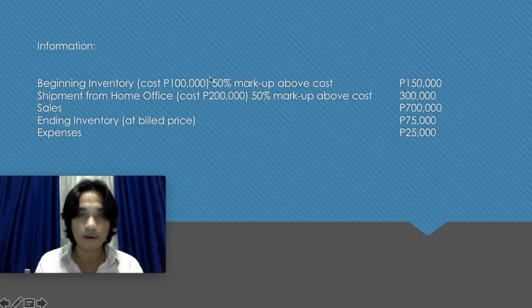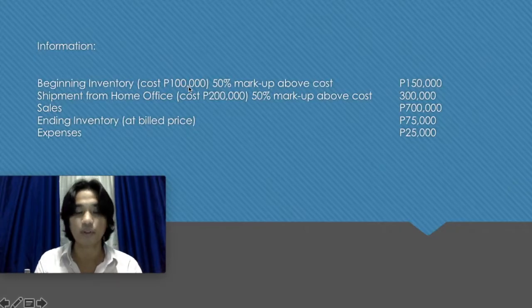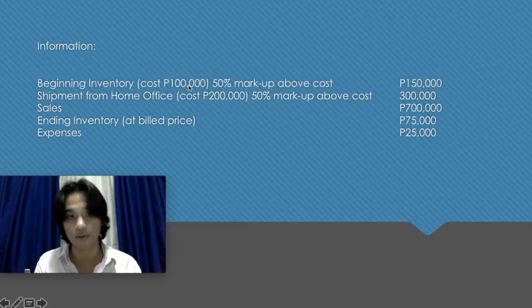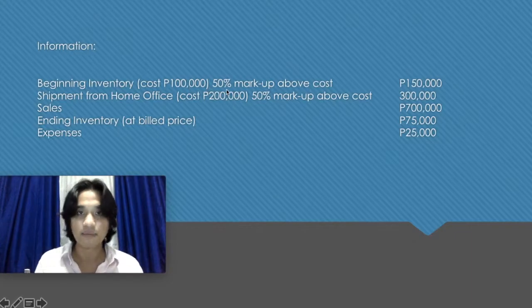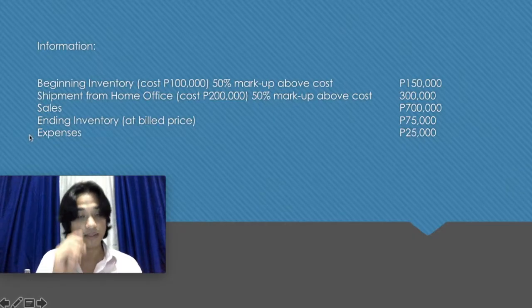Be careful of the phrasing because sometimes problems may say 150% of cost. Okay, 150% of cost. So how to compute for the build price in that case? That's 100,000 cost times 1.5 because 150% of cost. Okay. In this case, 50% markup above cost. So you get 50% of this and then you add it on top of the cost. So same thing for shipments. You have sales, you have ending inventory and expenses.